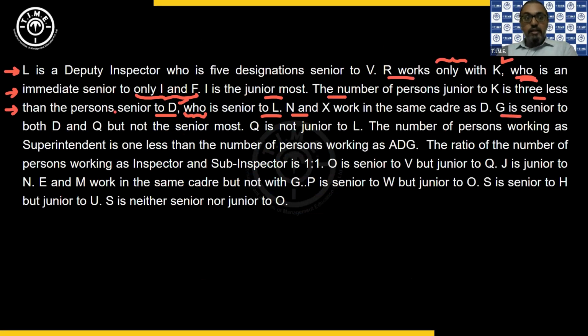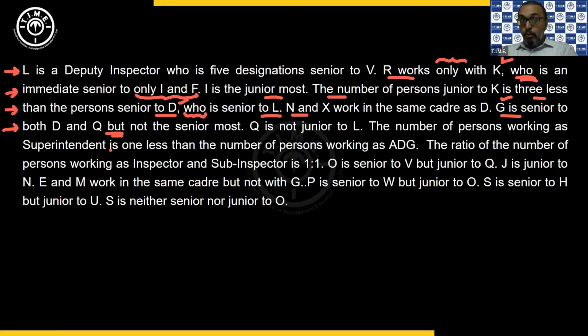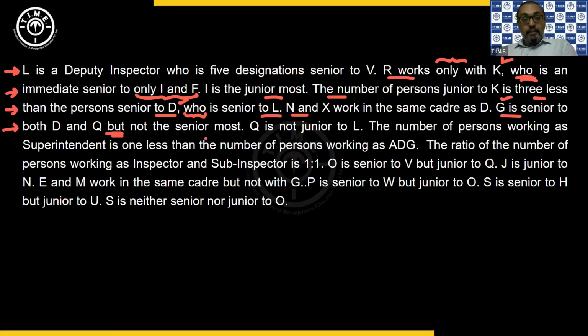Then further, G is senior to both D and Q, but not the senior most. And 'but' refers to the first person, that is G, not the senior most. So G definitely will be ADG because he's not the senior most. So G is senior to both D and Q. But I don't know where Q is, because when he says senior, it need not be the immediate position. Please keep that in mind. Then not the senior most.